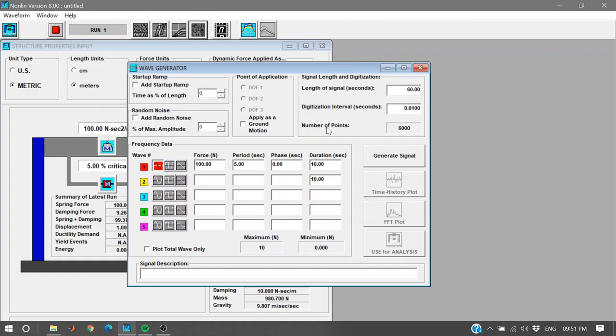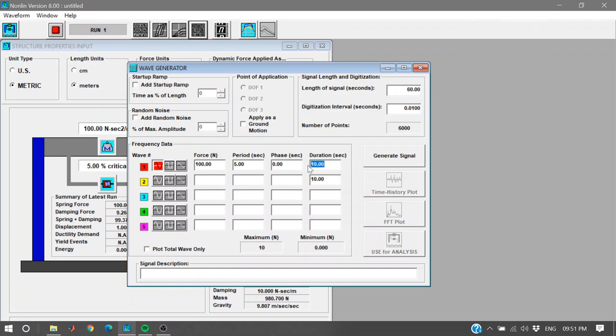So it is giving me the number of points. This is similar to the delta t and number of time steps as we see in the time history case in SAP. This thing and that thing are similar. So the maximum signal length is 60 seconds. My forcing function can be anything ranging from 0 to 60.